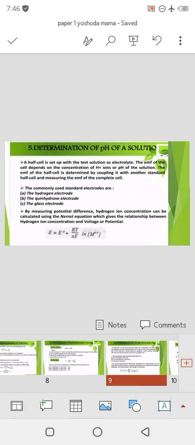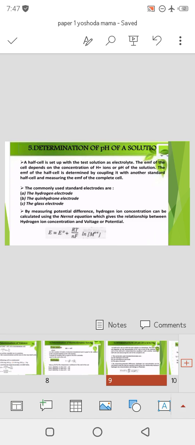So next one is the determination of pH of a solution. A half cell is set up with the test solution as electrode. The EMF of the cell depends on the concentration of H plus ions or the pH of the solution. The EMF of the half cell is determined by coupling it with another standard half cell and measuring the EMF of the complete cell. The commonly used standard electrodes are the hydrogen electrode, the quinhydrone electrode, and the glass electrode.